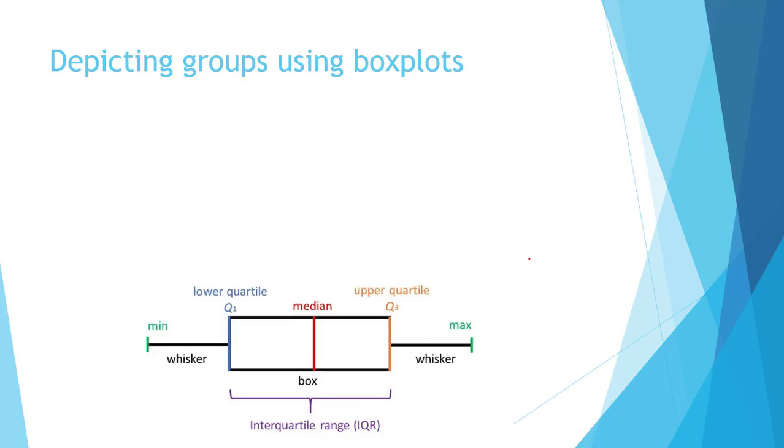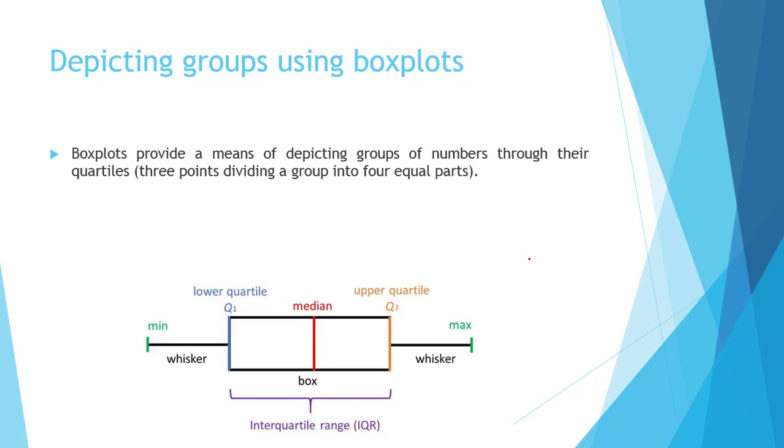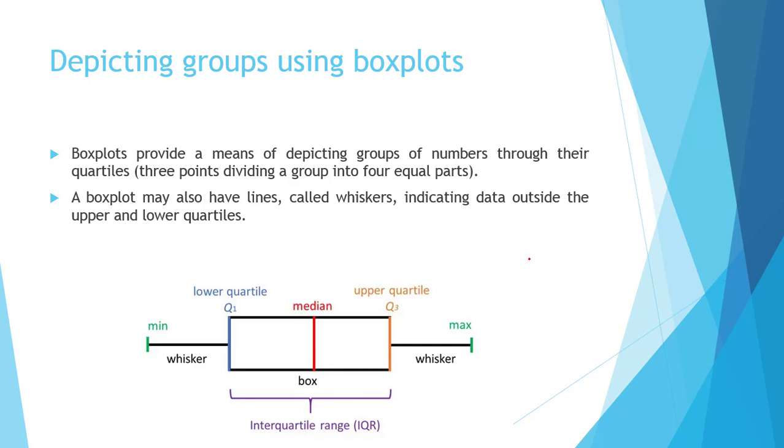Next is depicting groups using the box plot. A box plot provides a means of depicting groups of numbers through their quartiles. Quartiles are 3 points dividing a group into 4 equal parts. A box plot may also have lines called whiskers. These whiskers indicate the data outside the upper and lower quartiles.